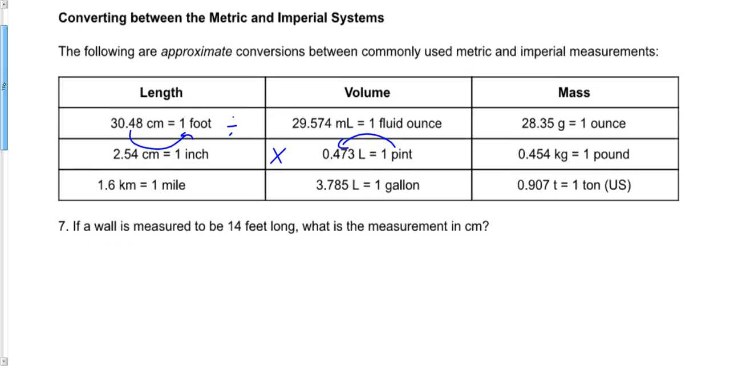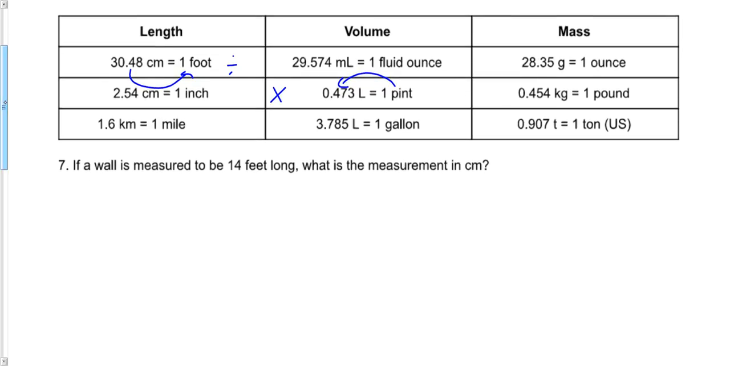Okay. So let's do a couple of examples just so that we're on track with this. If we look here at question 7, it says that if a wall is measured to be 14 feet long, what is its measurement in centimeters? We know that feet is imperial, and we're trying to convert imperial into metric. So because we're going from imperial to metric, we're going to multiply by our conversion rate. My apologies, I misspoke at first.